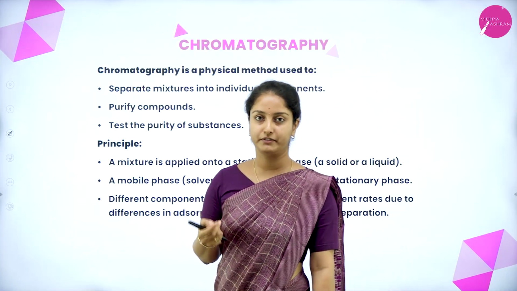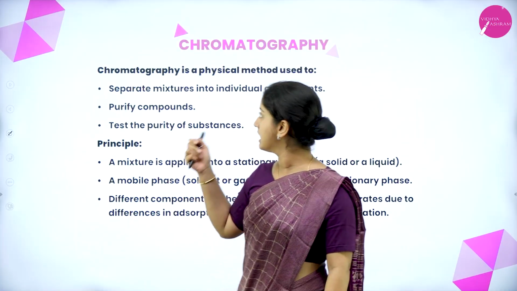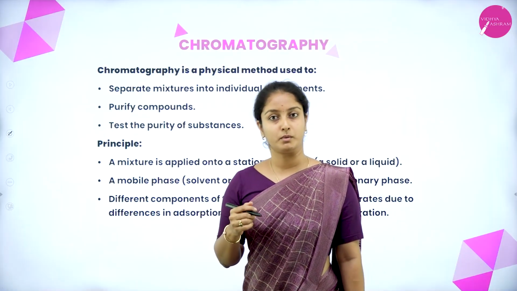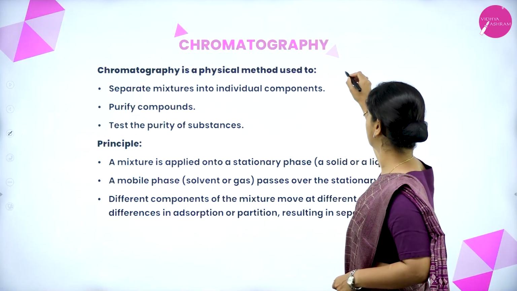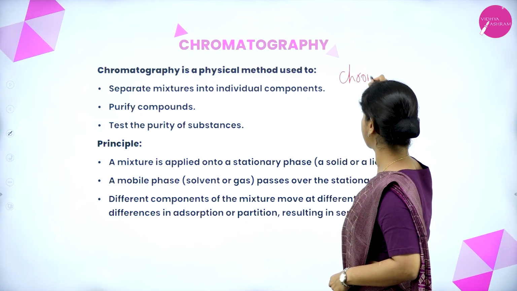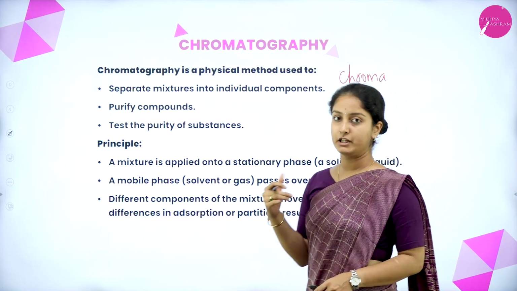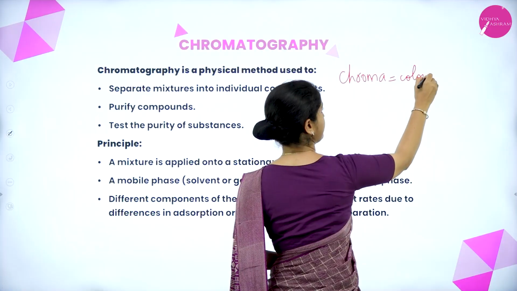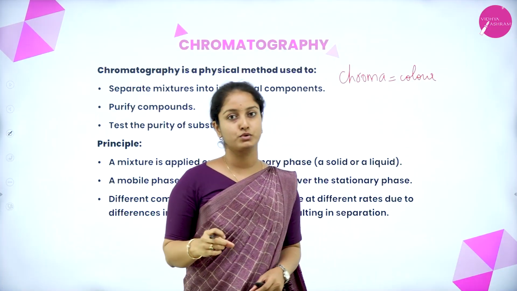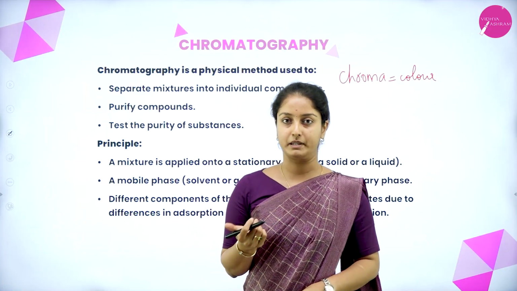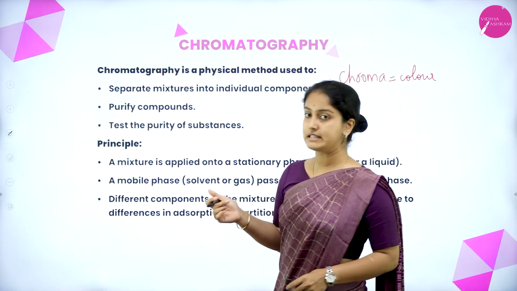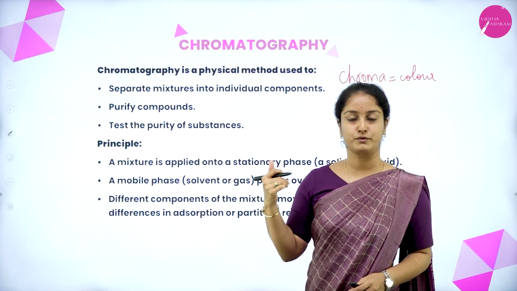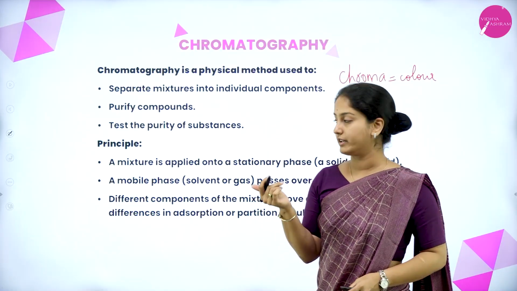So the other type of purification method is chromatography. The word chroma comes from a Greek word. The meaning of this word is color. Earlier it was used to separate only plant pigments. So let us see how this method is useful to purify the organic compounds.